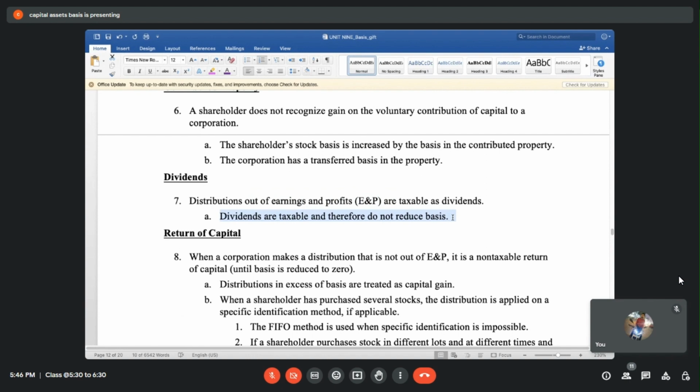Cash is given as dividend and we report that as income. We pay taxes on it. That's all. It's done. The assets on which the dividend has been declared, that doesn't get changed.